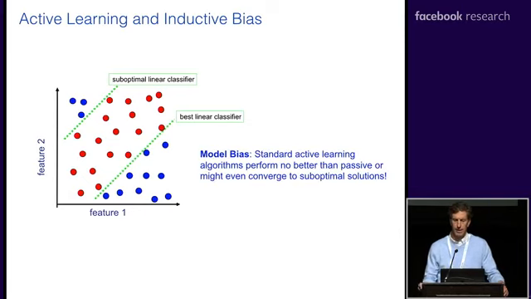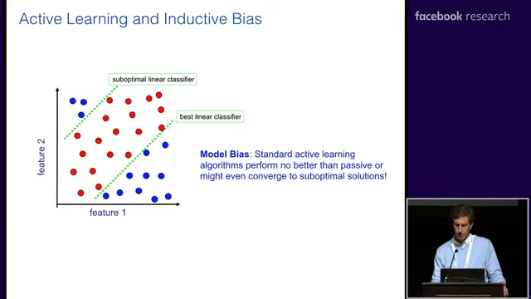And so the inductive bias or model bias associated with the class of models we're considering means that in situations where the data are really messy and the optimal Bayes classifier is not in that class, then the standard active learning algorithms might not really work much better than passive learning. Worse yet, if you're not being really careful, they could actually converge to suboptimal solutions and do worse than passive learning in the long run. And so that's a concern.